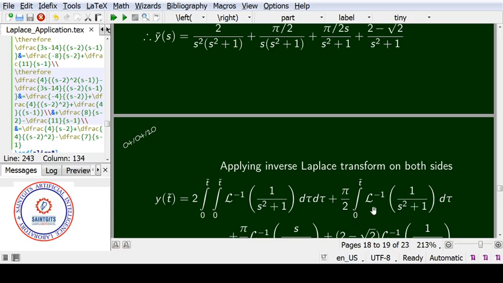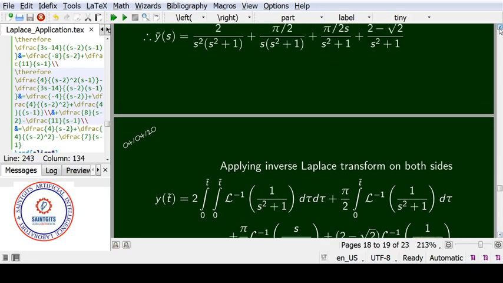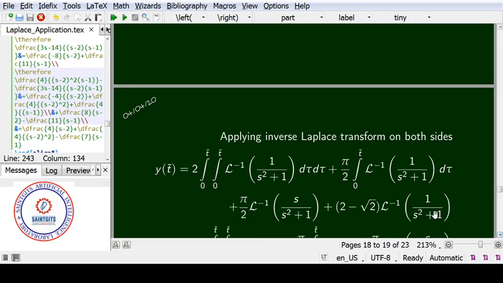Next, pi by 2 is a constant. Take it here. Then L inverse of s by s square plus 1. And the last term, 2 minus root 2 is a constant. 2 minus root 2 into L inverse of 1 by s square plus 1.